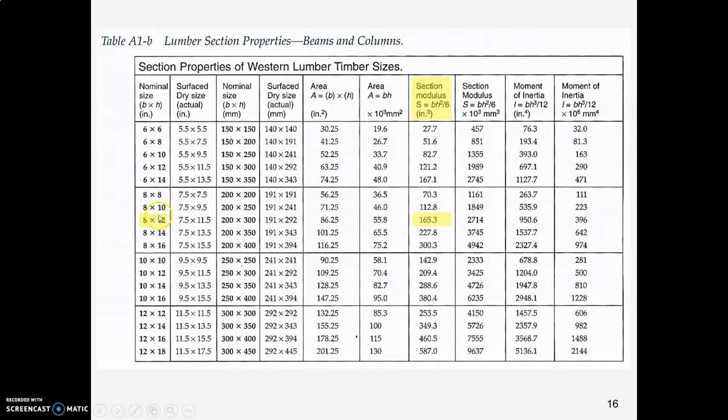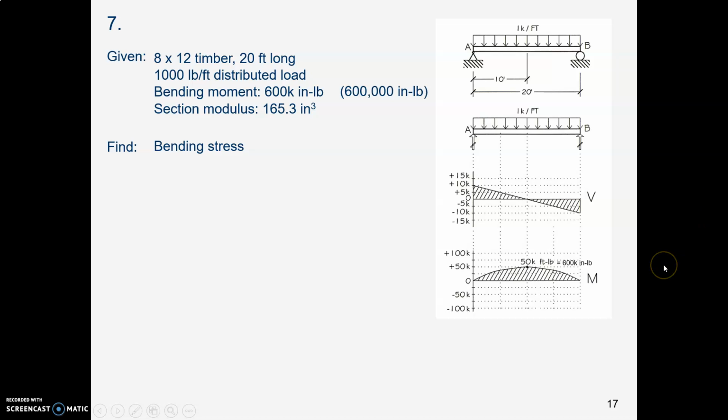So here is the nominal size, 8 by 12. Here are a bunch of characteristics, and right here is the section modulus in inches cubed. There's another section modulus here that you could use if you were doing stuff in metric, but we're doing inches, so we'll stay here. So here, the section modulus for our 8 by 12 is right here, 165.3 inches cubed. Goody.